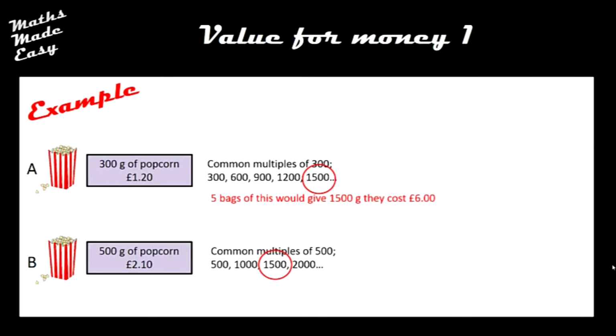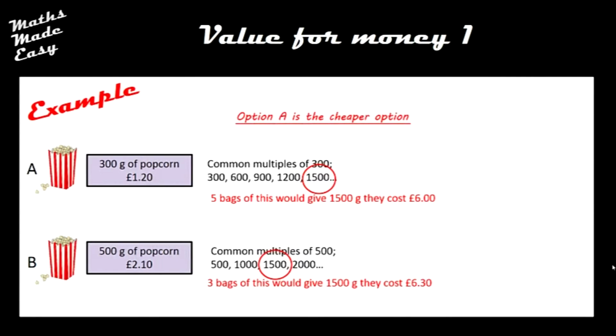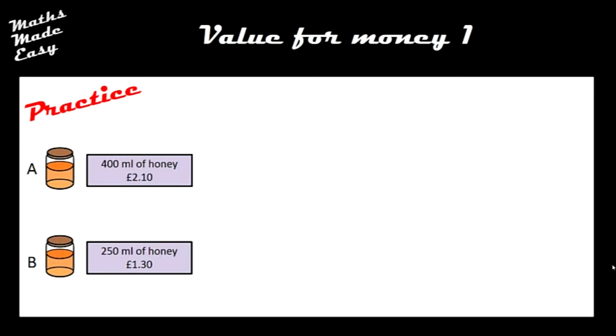and that's the fifth multiple of option A, so that means 5 bags, and that would cost me £6. And on option B it's the third multiple, so that turns into 3 bags, which would cost me £6.30. Again, I need to make it really clear in my answer that option A in this case is the cheapest option. Here's one for you to have a go at. There are two different offers available, both on jars of honey. Work out the common multiples and make it very clear which one your answer is as the best value for money.